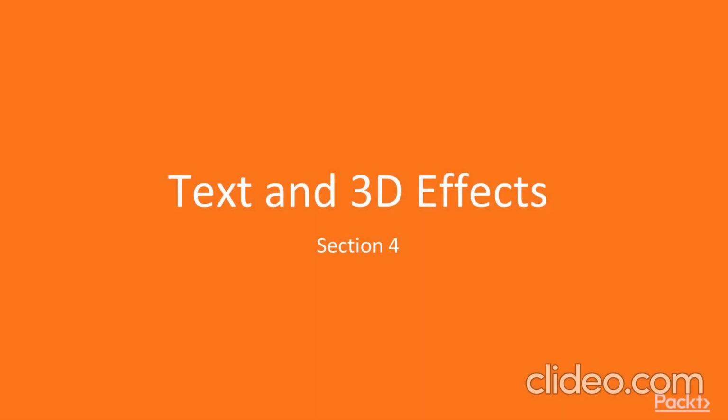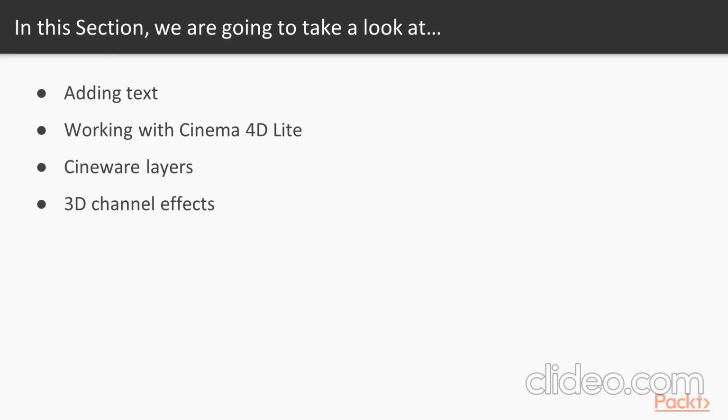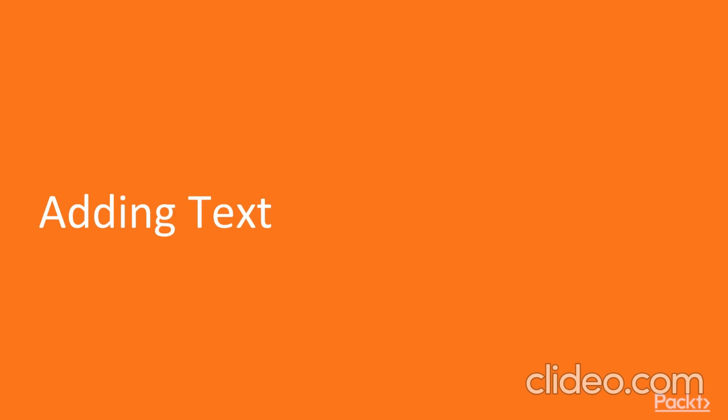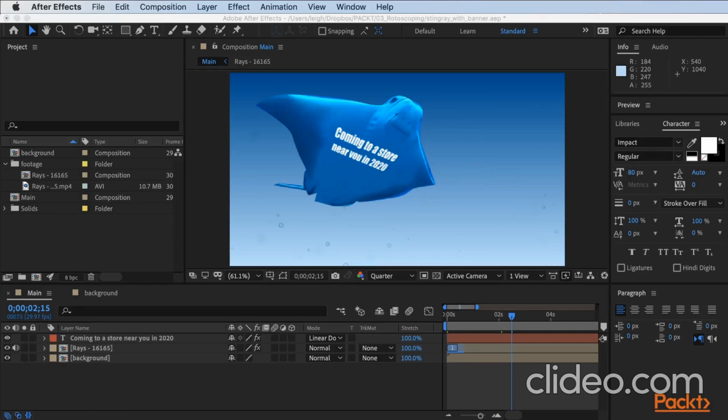In this section, we'll be working with text and adding 3D assets with Cinema 4D Lite. In this lesson, we'll learn how to add text, work with Cinema 4D Lite. We'll look at Cineware layers and 3D channel effects. In this video, we'll learn how to add more text to our project and add some effects. So this section will mainly focus on 3D text in Cinema 4D Lite. But while we're here, I wanted to show you how to add some fun effects to regular text.